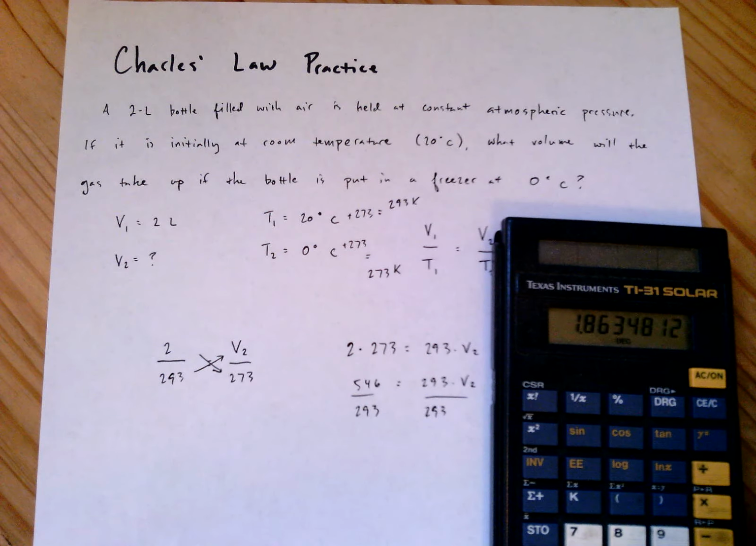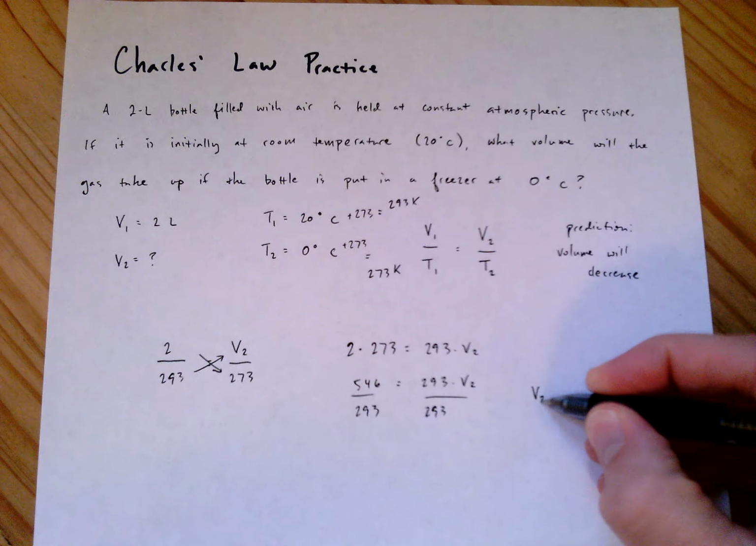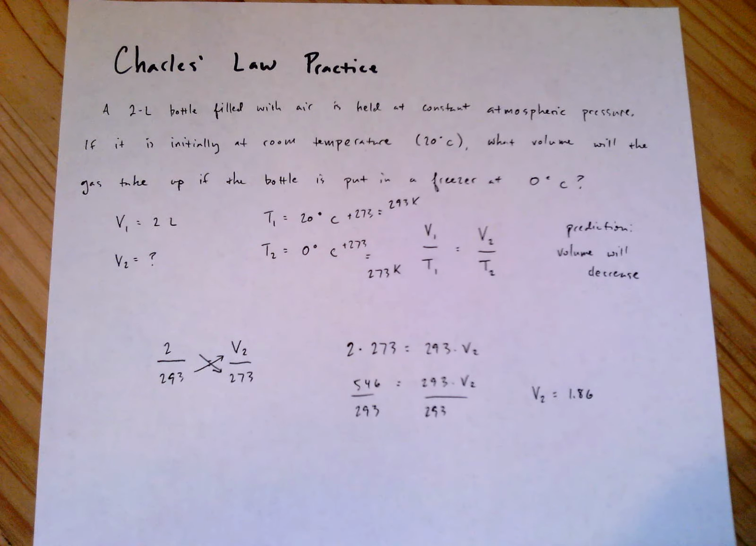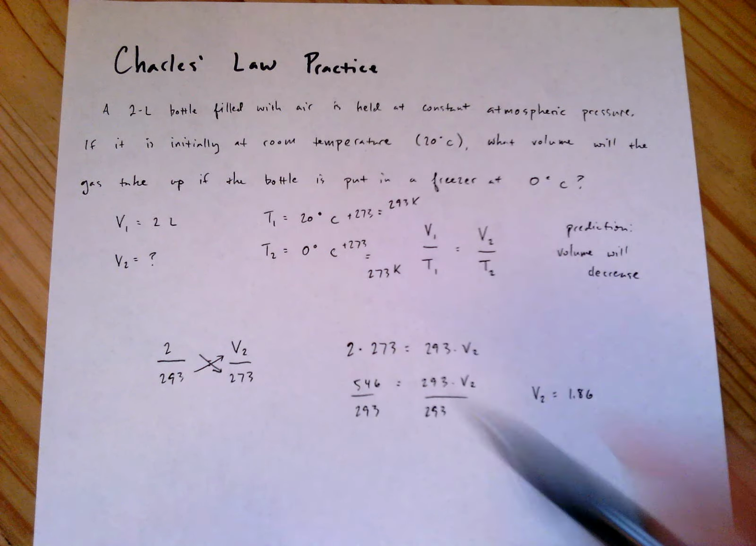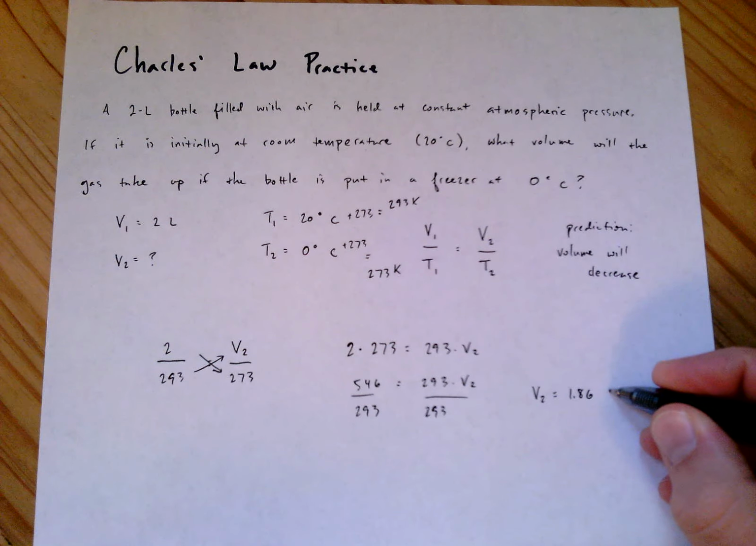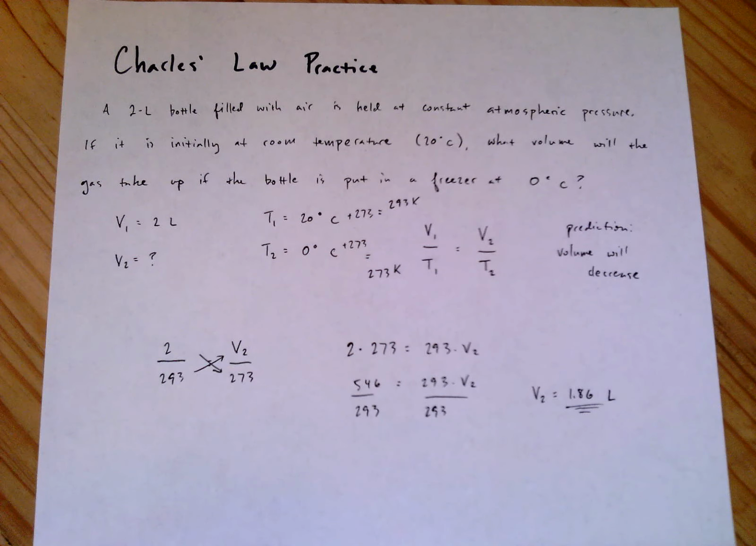Volume 2, 1.86. And then what's our unit going to be? Well, volume 1, a 2-liter bottle. So volume 2, that should be liters as well. So prediction, volume will decrease. Did our volume decrease? Yeah. Went from 2 liters to 1.86 liters.